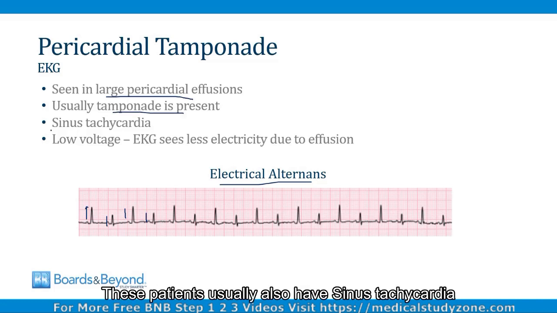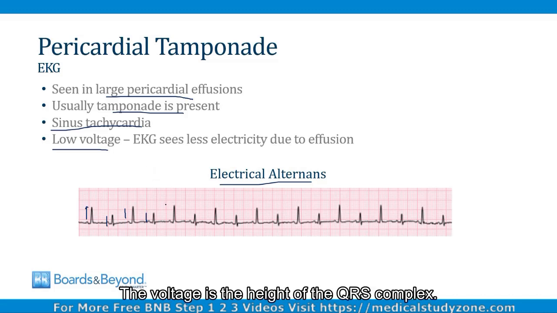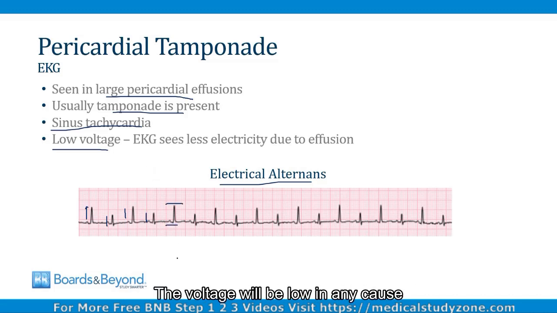These patients usually also have sinus tachycardia, and usually the voltage is low, and that's because there's an effusion, and therefore it causes the EKG voltage to be lower than normal. The voltage is the height of the QRS complex. The voltage will be low in any cause of pericardial effusion, and it's also low in electrical alternans.